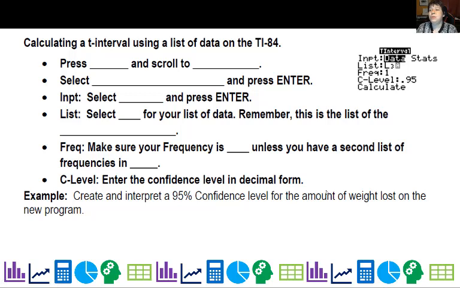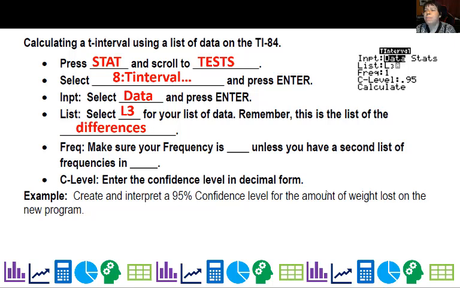Now you can also use a list of data, and to do it that way, you press Stat, Test, same thing, select 8 T interval. For input, select Data and press Enter. And then you're going to select List 3 probably. Keep track of where you put those differences. And remember, it is the list of the differences. It's not the before, it's not the after. Make sure your frequency is 1 unless you have frequency in some other list. And the confidence level is still the same. It's in the decimal form.